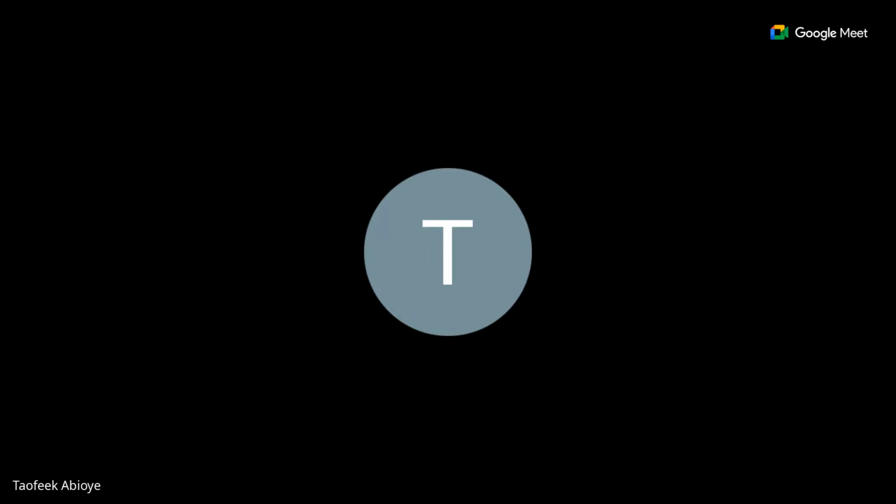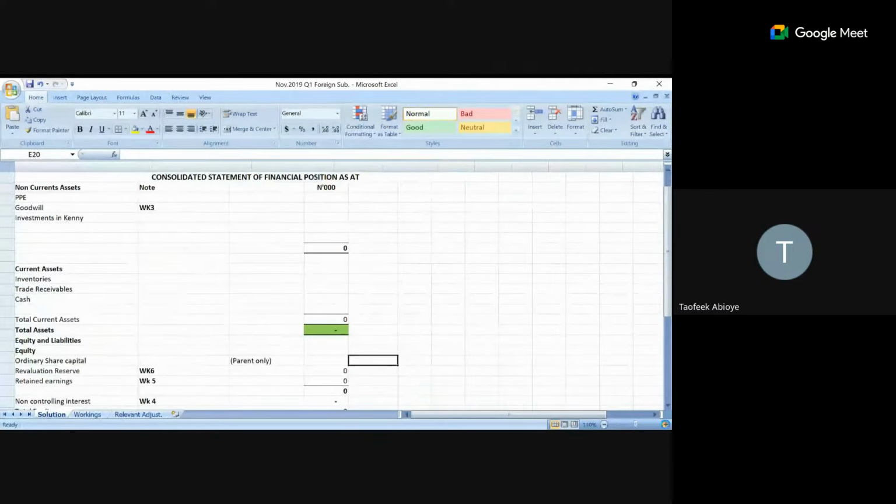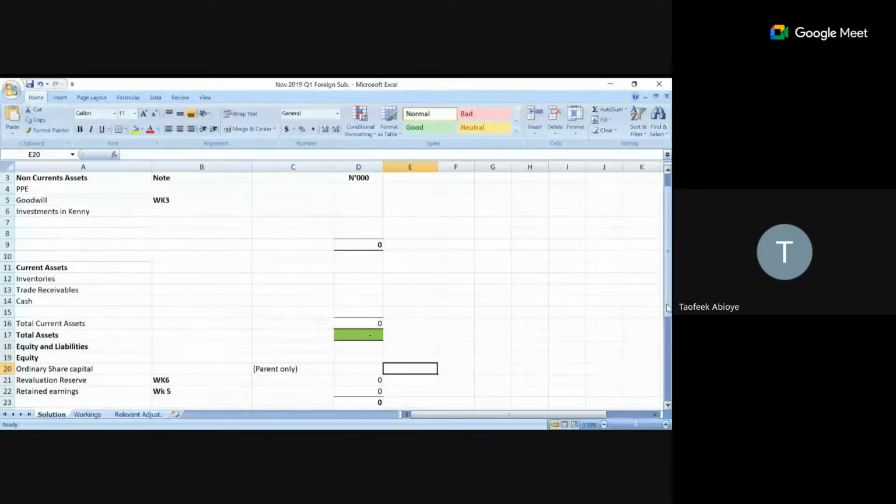So are we with the question? Yes. Please, I've sent the question to your group. Now we can see my Excel. So now let's start solving the question together. Let me enlarge my screen.